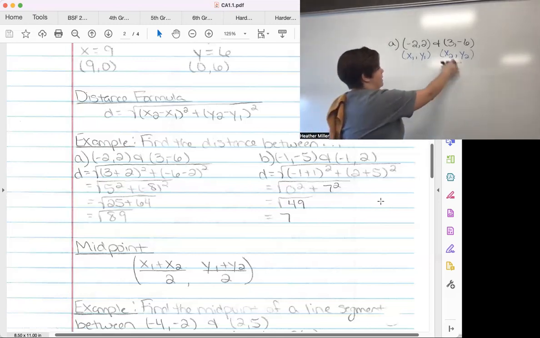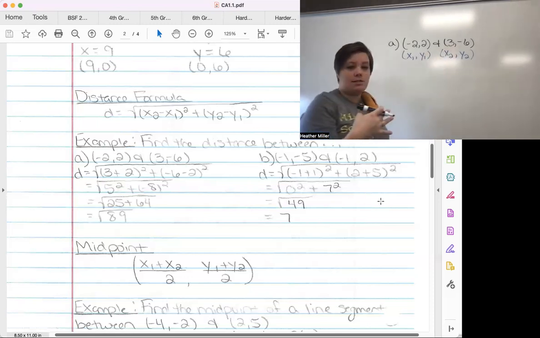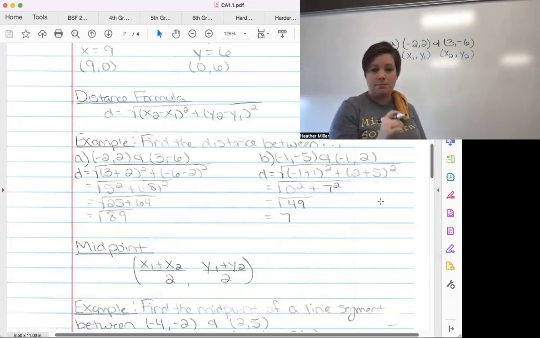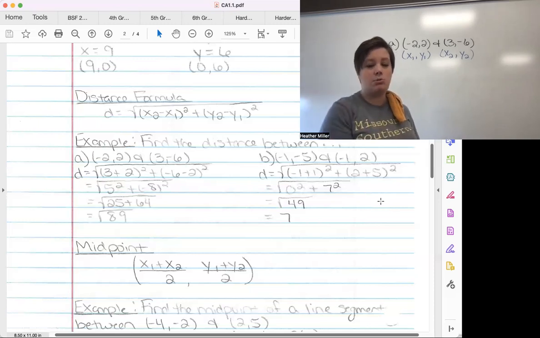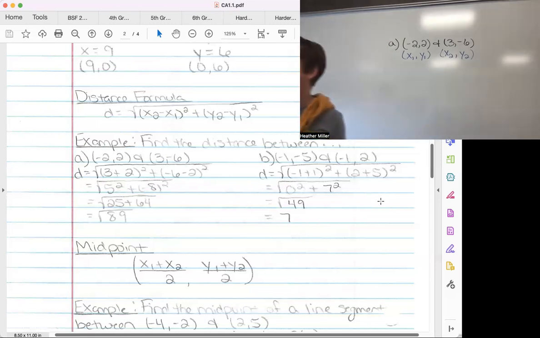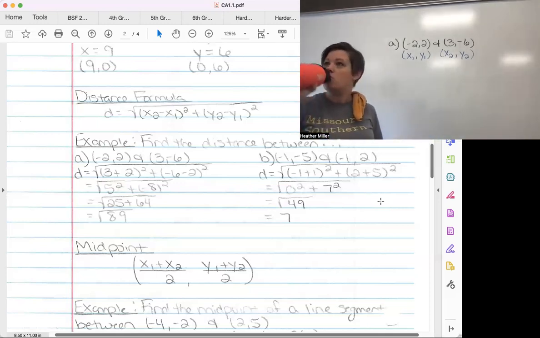Now, we have our points labeled. We need to find the distance. Here's something I do recommend. Anytime you are dealing with a formula, whether it's something you know or something you don't know, I recommend writing it down, because then it's just a plug and chug problem. You just plug in the values, you compute out the answer, and you're all done.